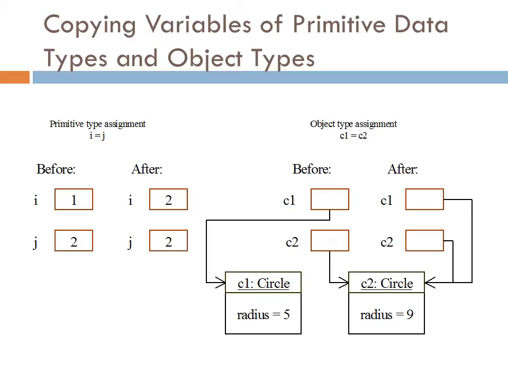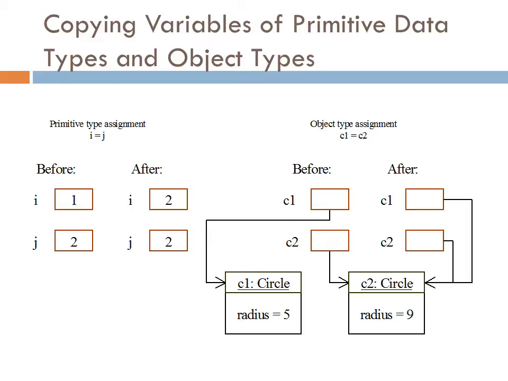Next, copying variables of primitive data types and object types. Primitive type assignment: i is equals to j. Before, i is equals to 1 and j is equals to 2. When we execute i is equals to j, the contents of j will be stored in i. So i contains 2 and j contains 2. That is in the case of primitive type assignments.